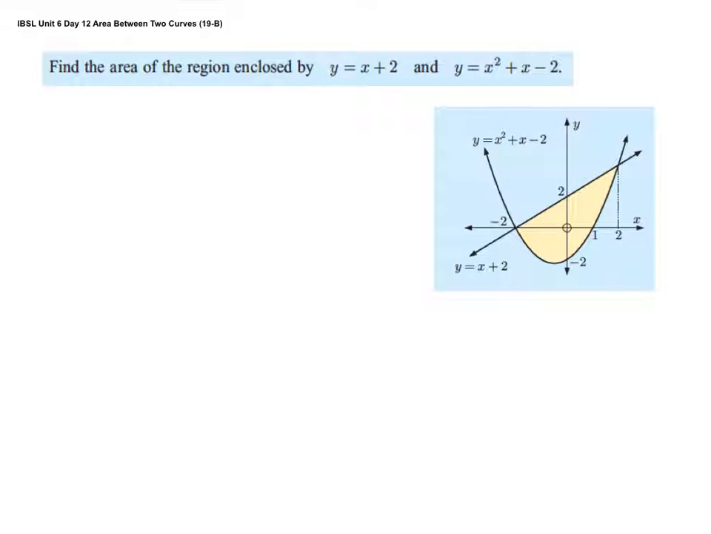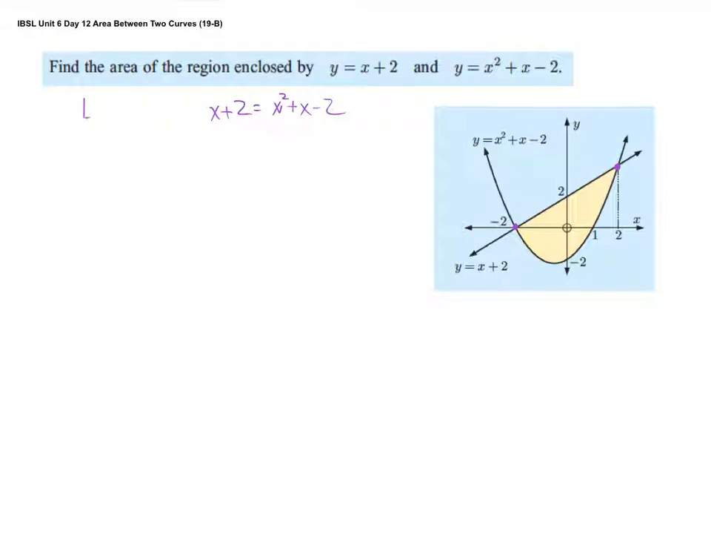So you'll notice here we want the area of the region enclosed by the line y equals x plus 2 and the parabola y equals x squared plus x minus 2. So the first thing that we would want to do is find the intersection of these two. The diagram here actually labels it, but how would we find those? Set them equal to each other. x plus 2 equals x squared plus x minus 2.